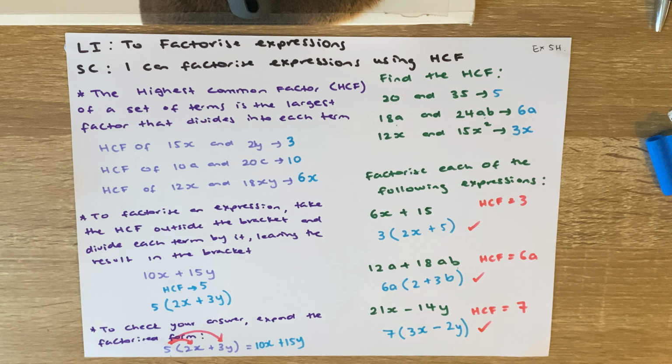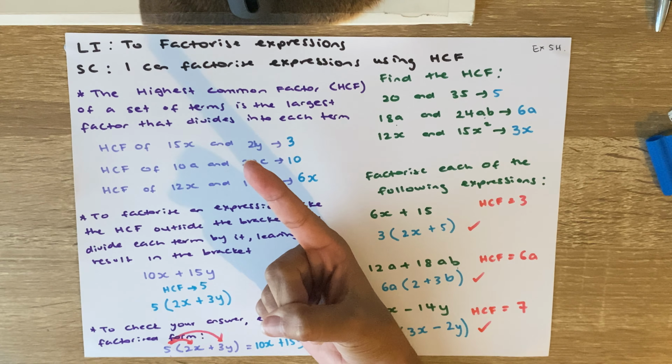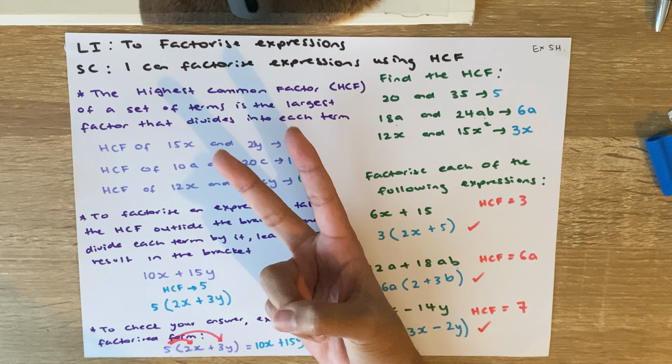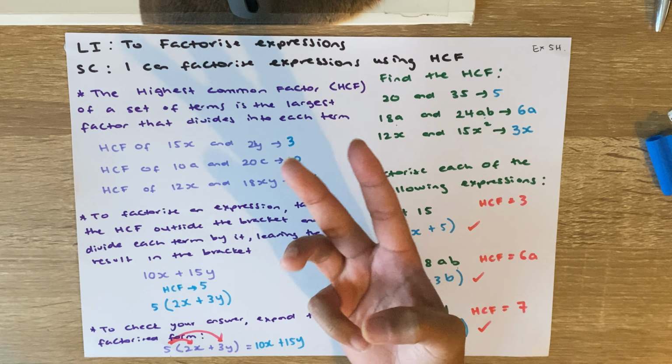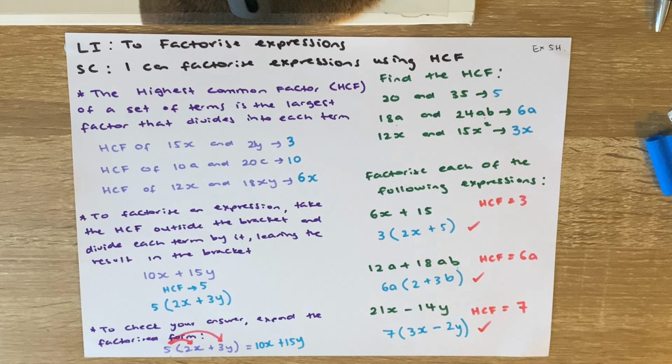In terms of factorizing expressions, firstly, find the highest common factor. Secondly, put the highest common factor outside the bracket. And thirdly, divide each term by that highest common factor and close your brackets. Then you can check your answer by expanding those brackets again to make sure you end up with the same thing that you started off with.